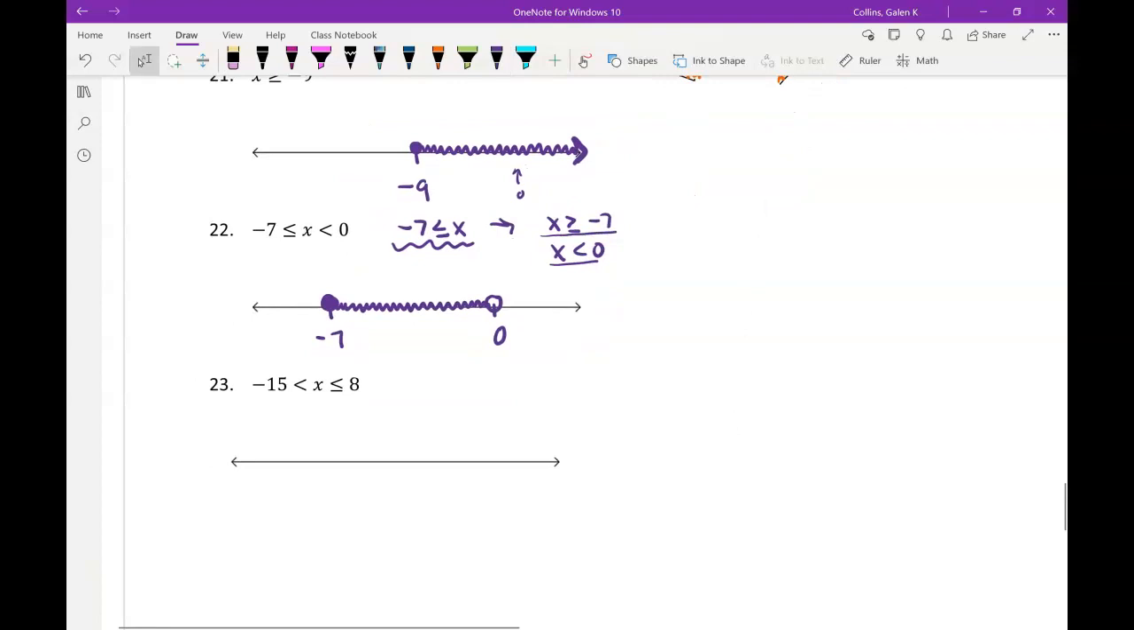All right, 23, real similar. From -15 to 8, I want an open circle on the -15, a closed circle on the 8, and then I want to shade everything that is in between because x can be greater than the -15 but less than or equal to the 8.